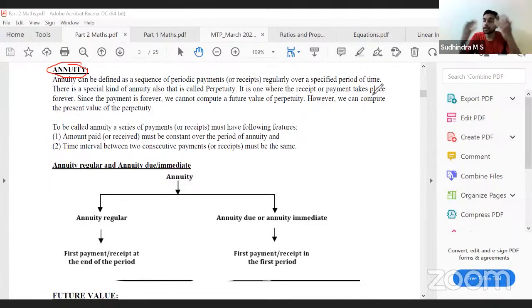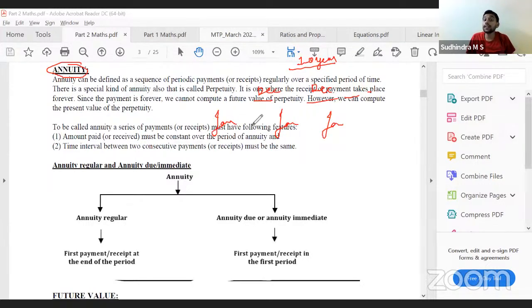Annuity end of the year means end of the period. It could be month also. Annuity due or annuity immediate means payment or receipt happens immediately. Now, if we are planning an annuity of 10 years, if it is annuity regular, then the payment happens in December of every year, end of every year. But if it is annuity due or annuity immediate, payment happens January of every year.